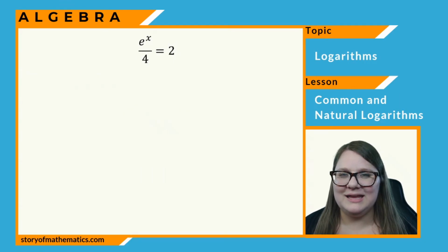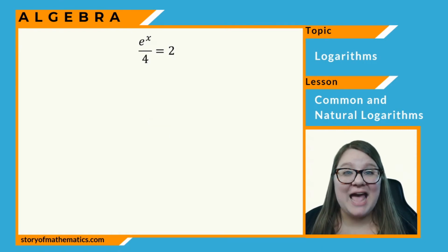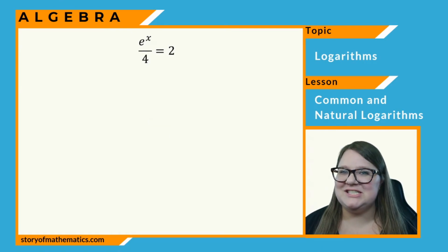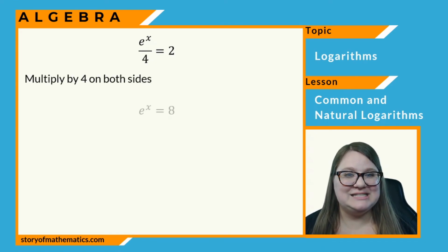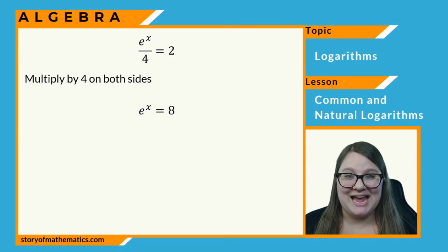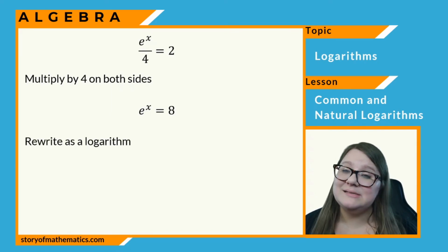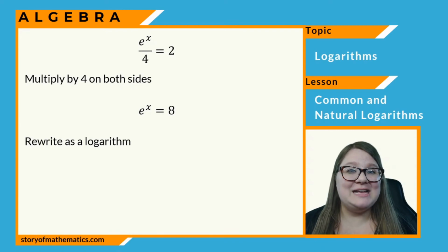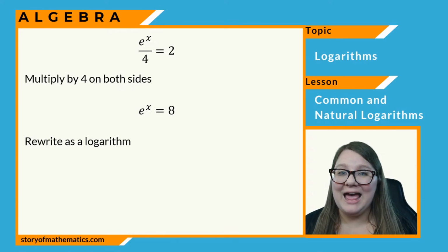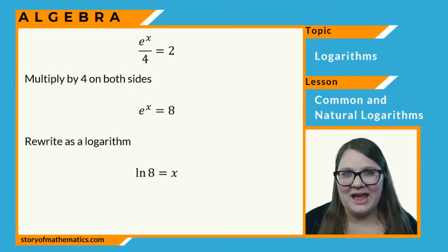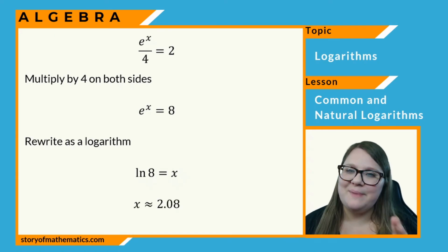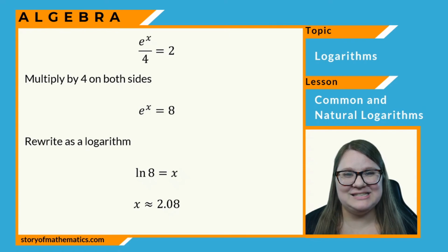Let's try one more like that. Let's say I have e to the x divided by 4 equals 2. First thing I need to do is get that e to the x by itself. So I'm going to multiply by 4 on both sides. That gives me e to the x equals 8. Now I want to rewrite it as a logarithm. So that is log base e, or ln of 8 equals x. And when I plug ln of 8 into my calculator, I find that it's about 2.08.